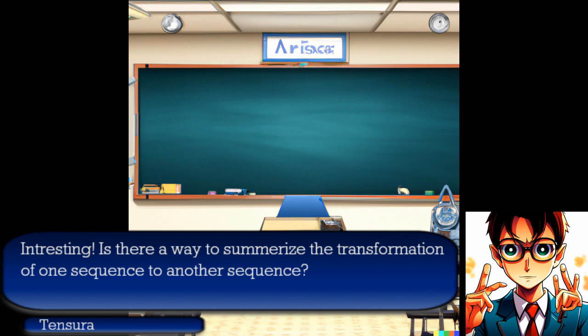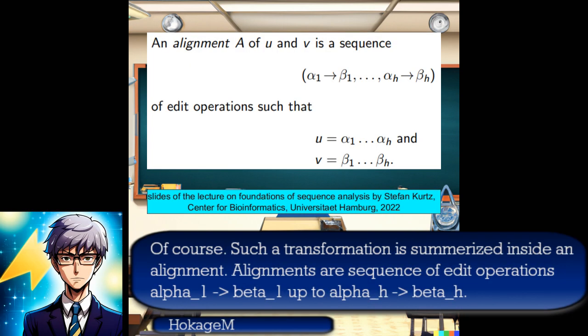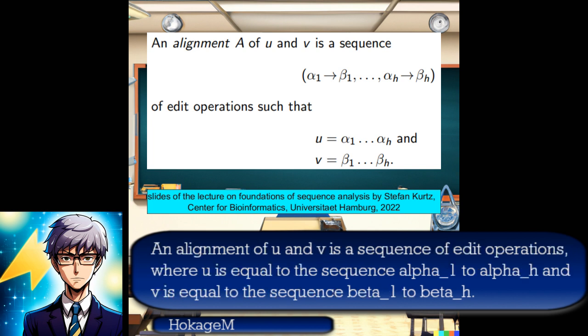Interesting. Is there a way to summarize the transformation of one sequence to another sequence? Of course. Such a transformation is summarized inside an alignment. An alignment is a sequence of edit operations alpha 1 beta 1 up to alpha H beta H. An alignment of U and V is a sequence of edit operations, where U is equal to the sequence alpha 1 to alpha H and V is equal to the sequence beta 1 to beta H.